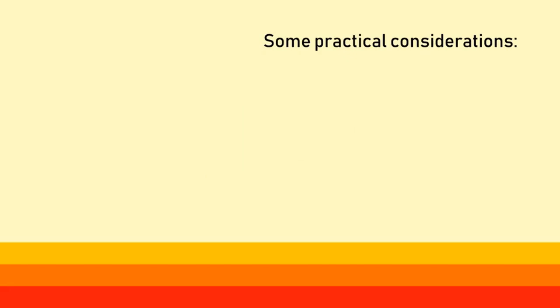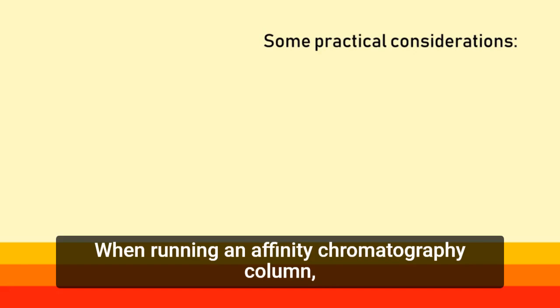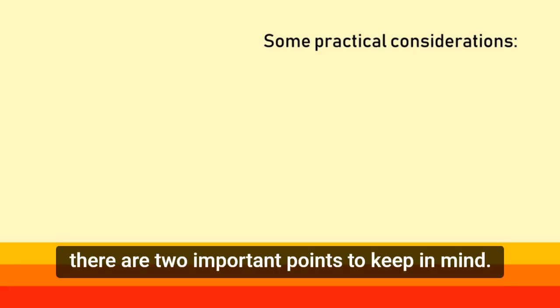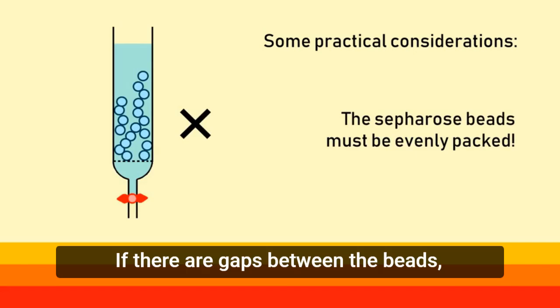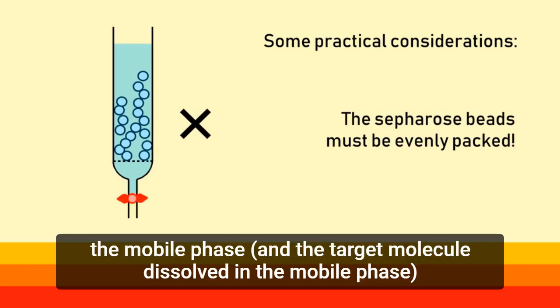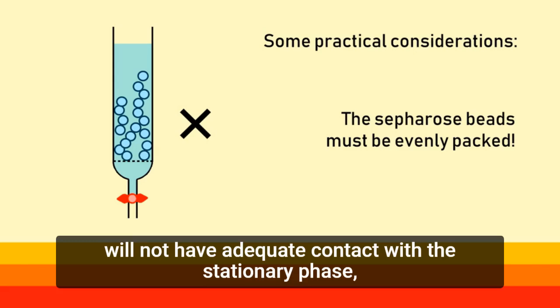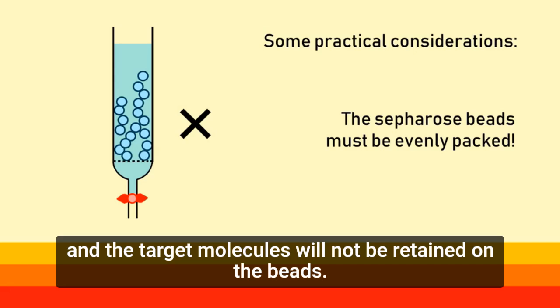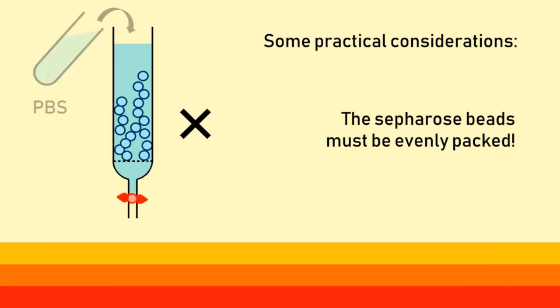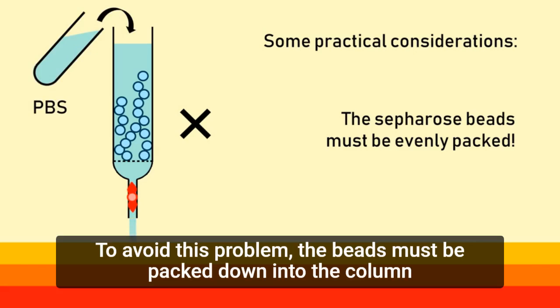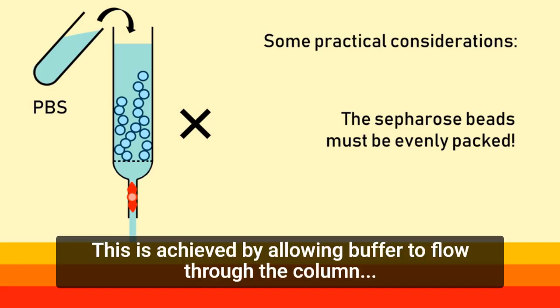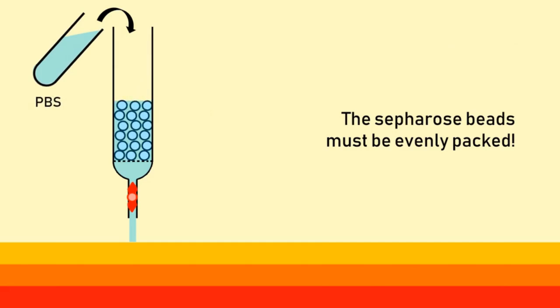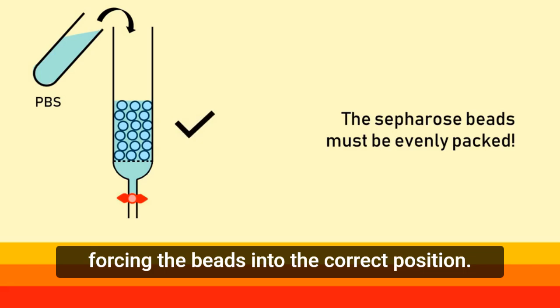Some practical considerations. When running an affinity chromatography column, there are two important points to keep in mind. Firstly, the Sepharose beads must be evenly packed. If there are gaps between the beads, the mobile phase and the target molecule dissolved in the mobile phase will not have adequate contact with the stationary phase, and the target molecules will not be retained on the beads. To avoid this problem, the beads must be packed down into the column in a uniform layer. This is achieved by allowing buffer to flow through the column, forcing the beads into the correct position.